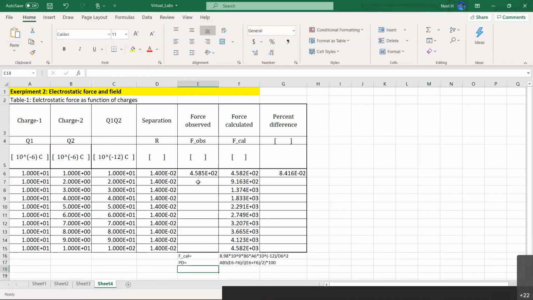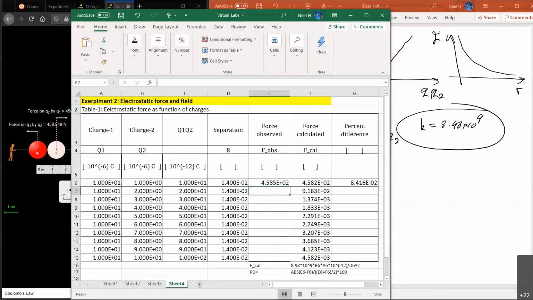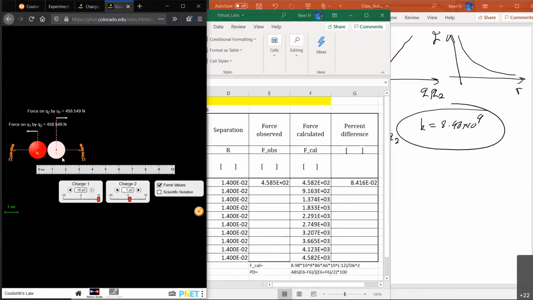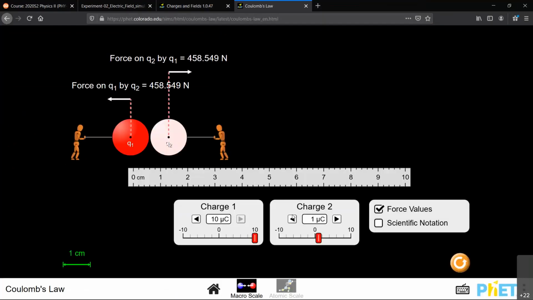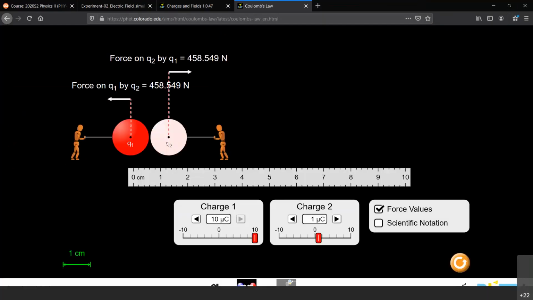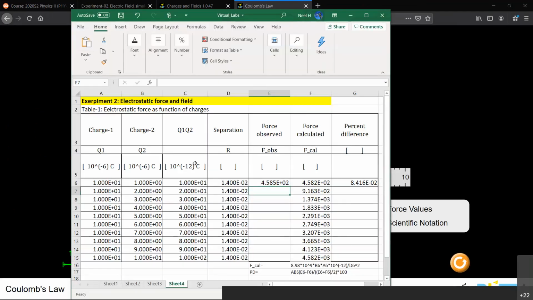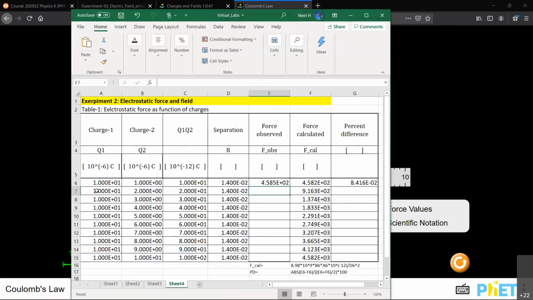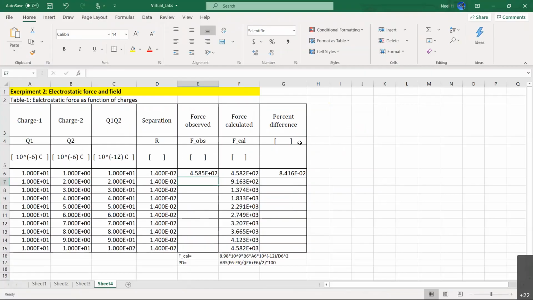Okay, then let's continue. What we're doing is observing the force between these charges as the magnitude of the charge changes. So the force must change, right? That's the idea of Coulomb's law. Anybody have any questions so far? Everybody okay up to here? Everybody have the table? Anybody still working on the table? Row number 1.